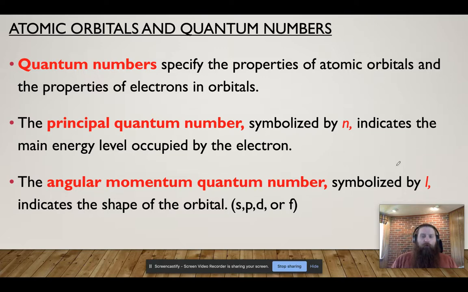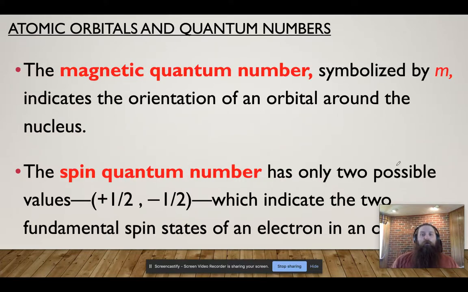So the quantum numbers start with the principal quantum number. It tells you the main energy level occupied by the electron. Now, you guys already know these. They're the numbers 1 through 7 that run down the left side of the periodic table. It'll tell you which row you're looking at. That's the main energy level occupied by the electrons in that row. The second is the angular momentum quantum number. We usually symbolize it with L, but it tells us the shape, S, P, D, or F. You already know those, right? We know the S block, the P block, the D block, the F block.